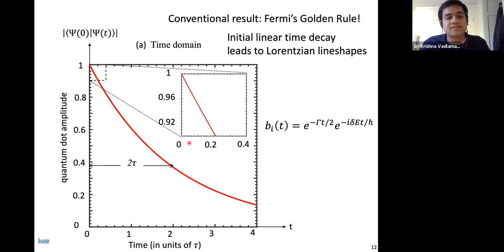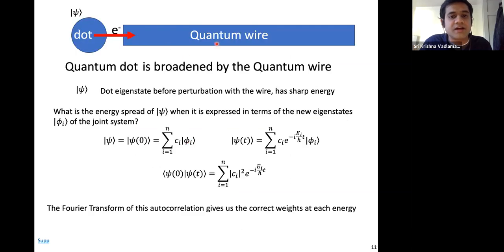So when people do this, there are certain approximations involved to make the calculation easy. One of the foremost things is, maybe let me go back one. They assume that the quantum wire has lots of states spanning a very huge energy range. And they also assume that the coupling between the dot and the wire is basically constant. So the matrix element between the starting state and the plane wave states here is basically constant over the entire energy range of concern.